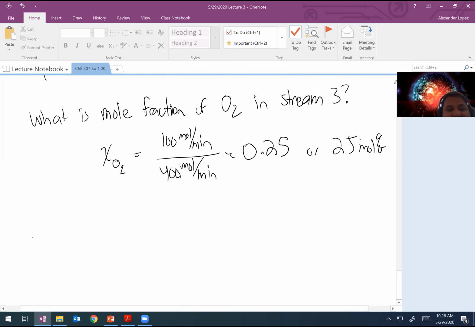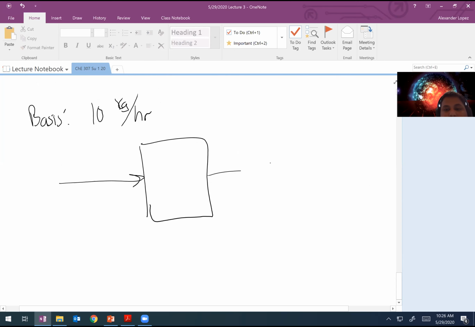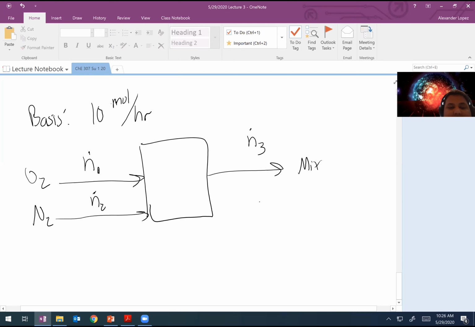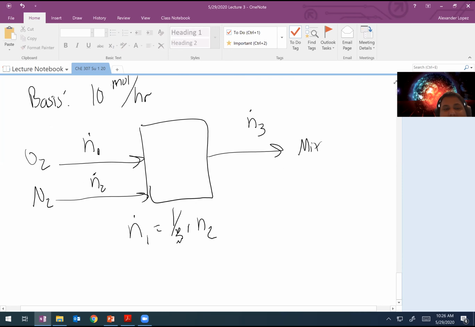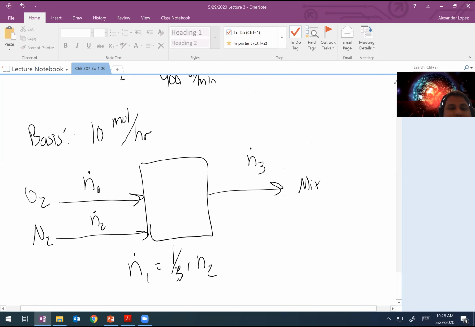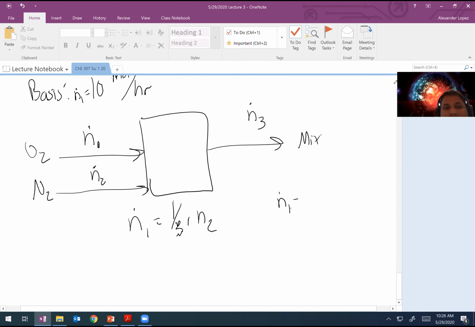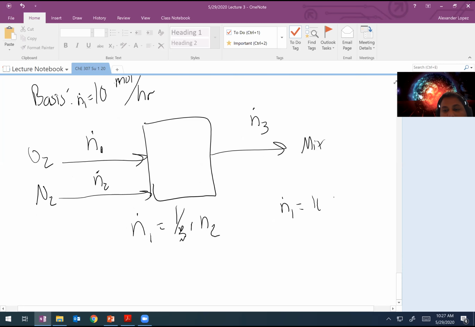How would that change if my basis now was 10 kilograms per hour? Same question: what is the mole fraction of O2 in stream 3? Well, looking at that process again, I don't want to say kilograms. I'm going to say moles. It makes the calculations easier. So I had O2, N2, my mixture, and I said N1 was equal to 1/3 N2. So now I have a different basis, which is 10 moles per minute for N1. Well, if N1 is 10 moles per hour, N2, based on the expression, is 30 moles per hour.